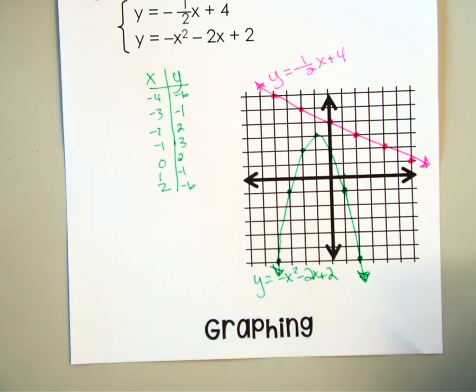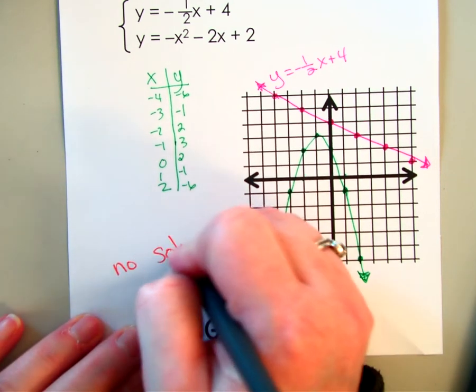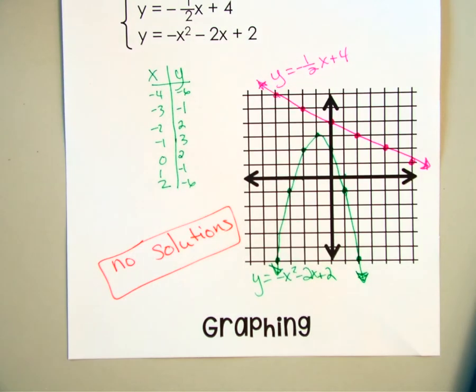And that's what our graph ends up looking like. So this one has no solutions, because our two graphs don't cross. My line never crosses my parabola there.